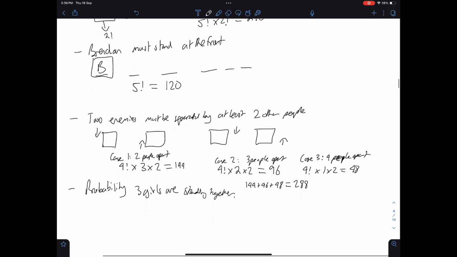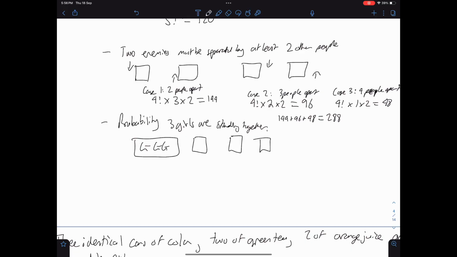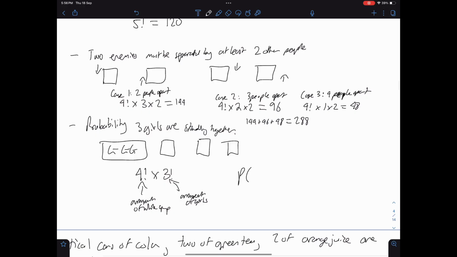And the probability that the 3 girls are standing together. So essentially we're treating it as one item, and then you've got the boys. So that becomes 4 factorial multiplied by 3 factorial. This is arrangement of the whole group and arrangement of the girls. And then the probability of 3 girls together is just going to be 4 factorial times 3 factorial over 6 factorial, because 6 factorial is the total number of ways you can do it. And that's 1/5.